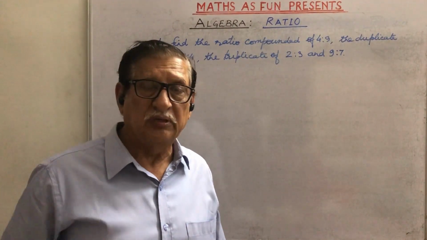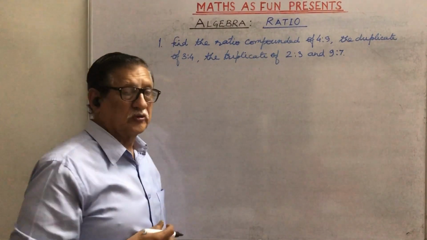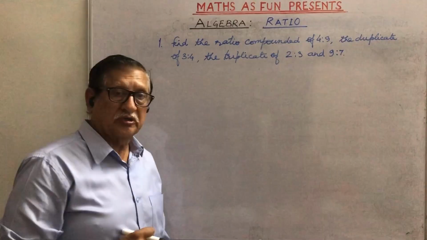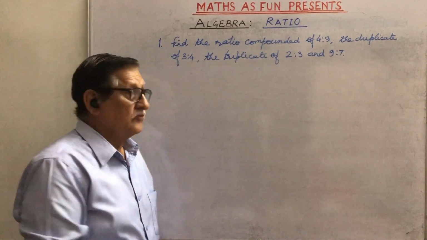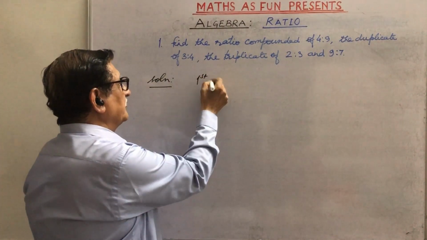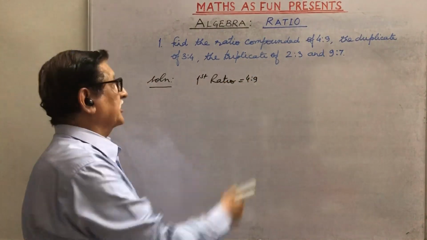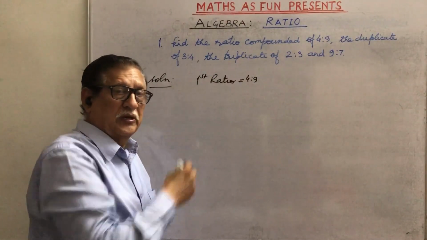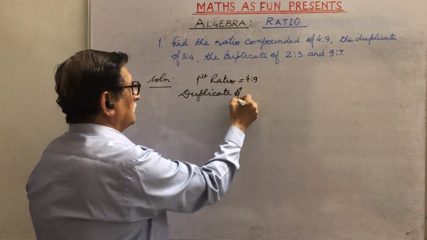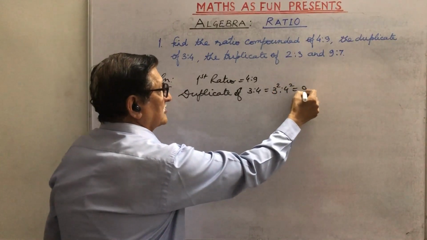Now we discuss some of the problems based on ratio. And the first problem here is find the ratio compounded of 4 is to 9, the duplicate of 3 is to 4, the triplicate of 2 is to 3 and 9 is to 7. For the solution, what we do, we write all the ratios first. The first ratio which has been given to us is 4 is to 9. Second ratio is given 3 is to 4 and we have to find out the duplicate of this. So duplicate of 3 is to 4, that we know is 3 square is to 4 square, or we can say 9 is to 16.